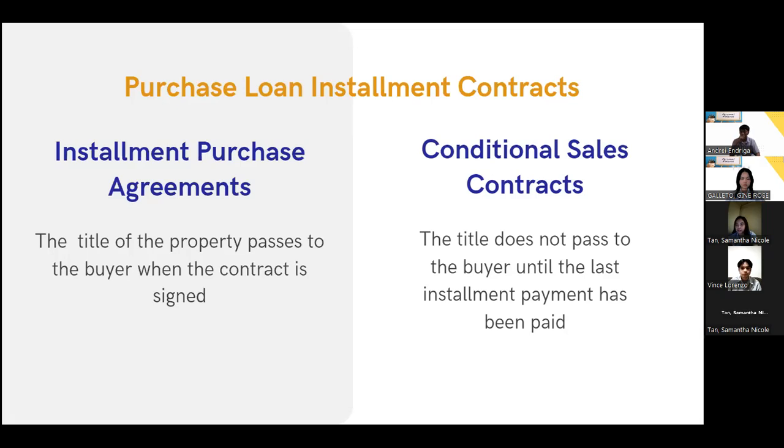installment yung payment. While dito naman sa conditional sales contract, dito yung buyer receives possession and rights para magamit yung certain goods but hindi pa rin siya yung may hawak ng title. And yung may hawak pa rin nun is yung seller. So makukuha lang ng buyer yung legal ownership kapag nabayaran na niya ng buo yung sale price. So next presenter.